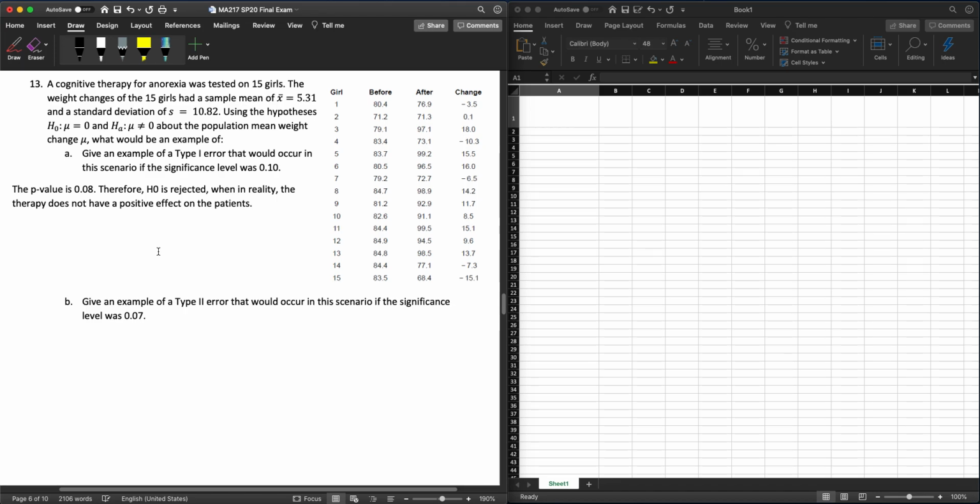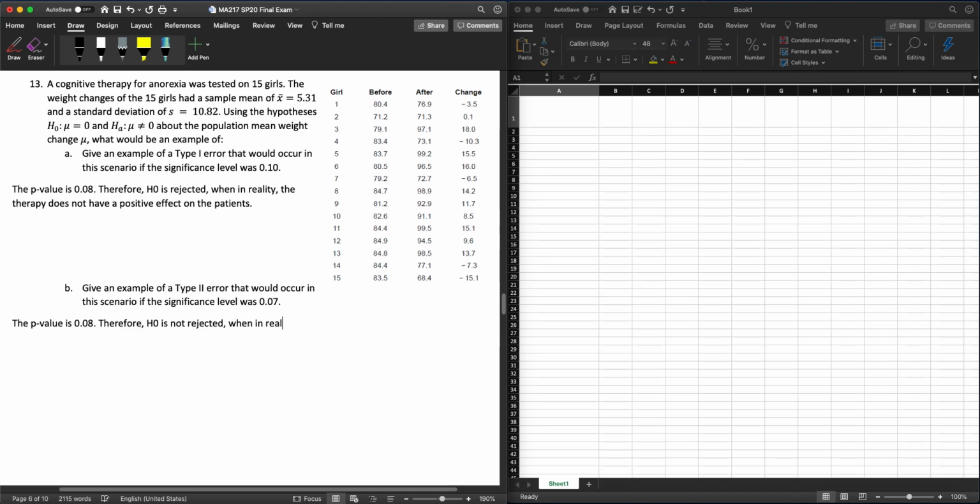Then, to give an example of a type 2 error that would occur in this scenario if the significance level is 0.07. Again, this will be given no matter what answer choice is used, but the p-value is 0.08. Therefore, the null hypothesis is not rejected, when in reality the therapy has a positive effect on the patients.